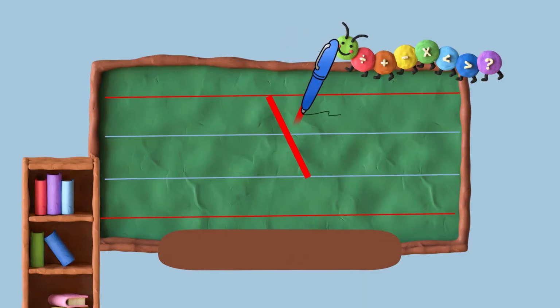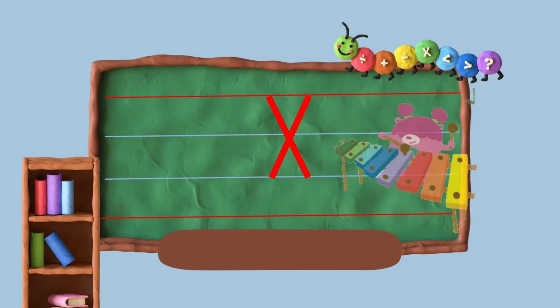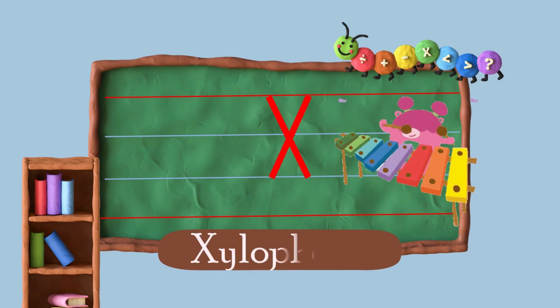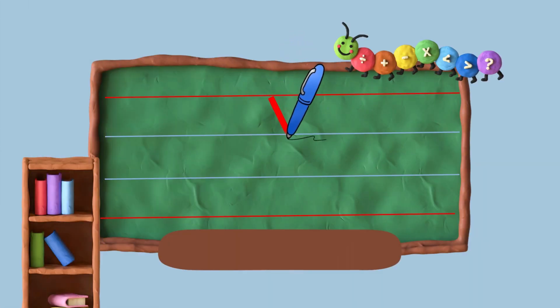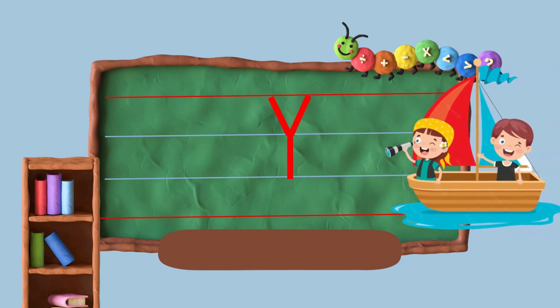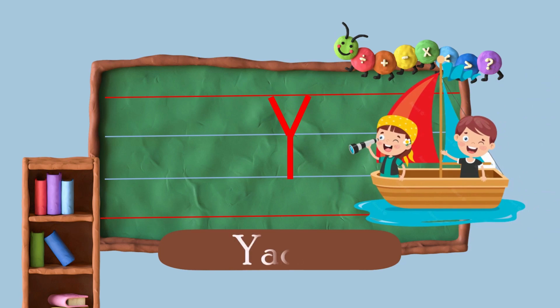Draw a right slanting line. Cross with left slanting line. Makes the letter X. X for xylophone. Draw a right slanting line. Left slanting line towards up. And now draw a standing line. Makes the letter Y. Y for Yash.